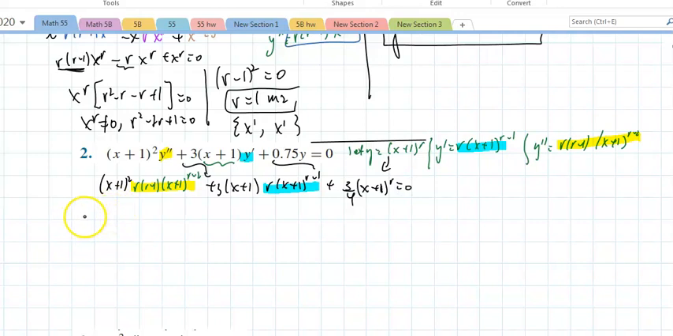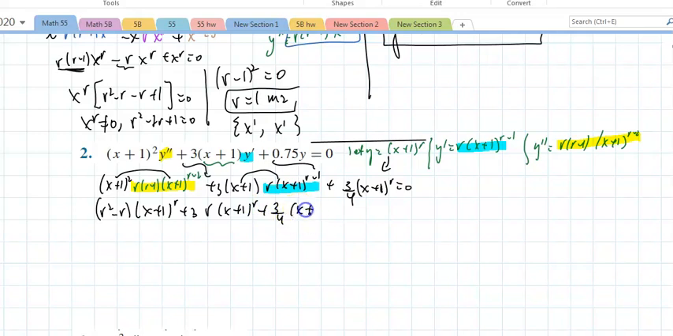And again, I could take those and multiply them. I'll be looking at r squared minus r times x plus 1 to the r plus 3r, and if you multiply those, that's x plus 1 to the r plus 3/4 x plus 1 to the r equals 0. Factor out x plus 1 to the r. That would be r squared minus r plus 3r plus 3/4.